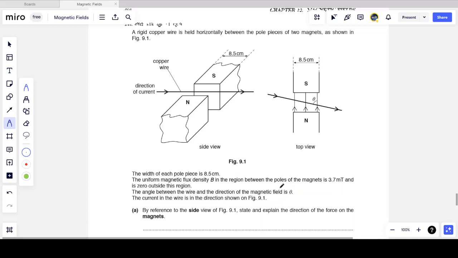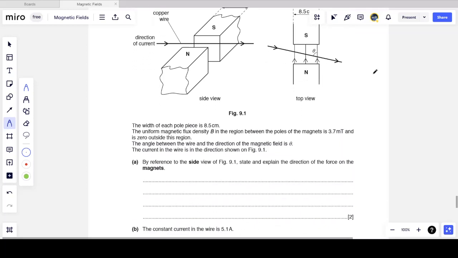So we have current from left to right. And we don't know the angle theta, so that's going to come back at some point. Now, by reference to the side view, very specifically they said by reference to the side view in bold, state and explain the direction of the force on the magnets. If you do have time in an exam, it might be a good idea to underline keywords so that you make sure you're answering the question correctly, or at least answering the correct question.